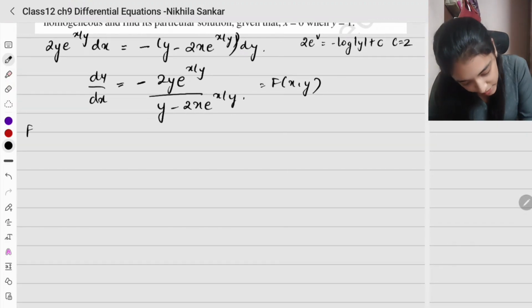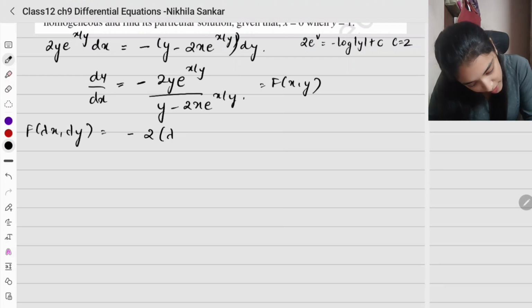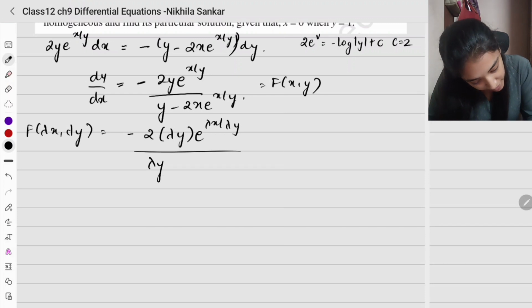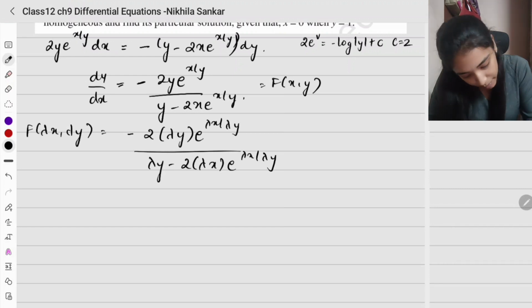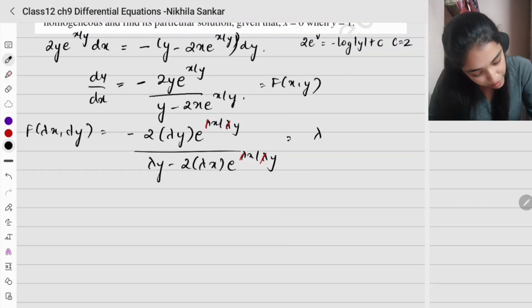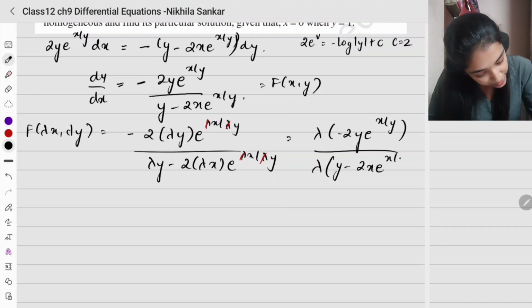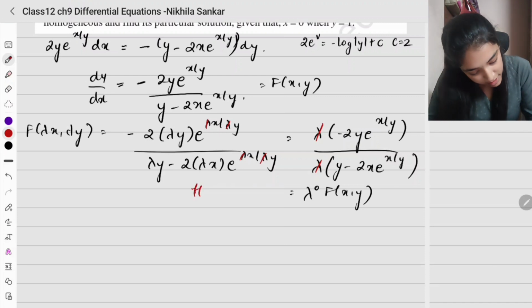So to check homogeneous, first f of lambda x, lambda y. So this is going to give me minus 2 times lambda y e to the lambda x by lambda y. This will cancel, you can see just by looking. Lambda y minus 2 times lambda x e to the lambda x divided by lambda y. Lambda cancels. In the numerator I have lambda times 2y e to the x divided by y, the whole divided by lambda, taking common, y minus 2x e to the x divided by y. Lambda and the lambda get cancelled. So this is nothing but lambda to the power 0 of f of x y. Hence this is homogeneous.